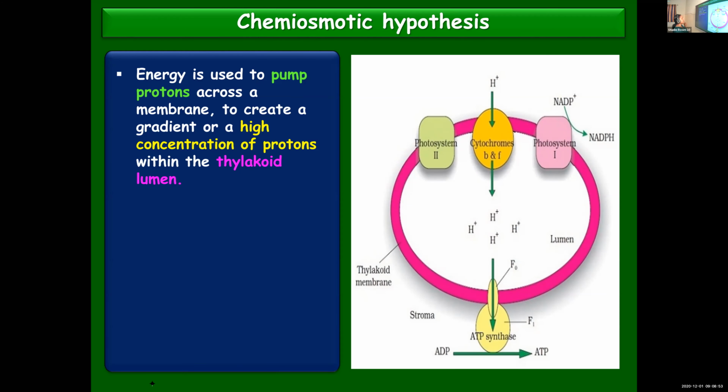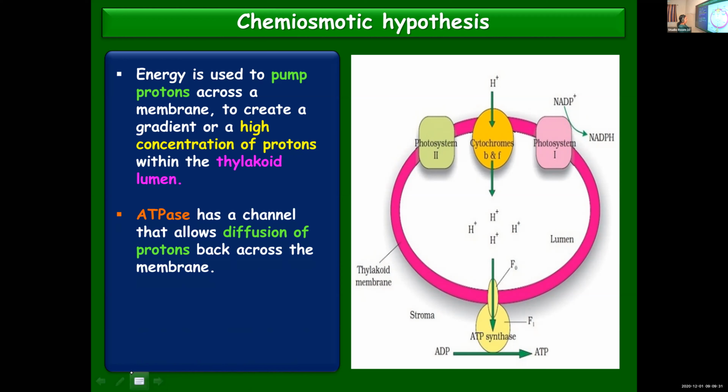Energy is needed to pump protons across the membrane. If the proton gradient has to be established, then also energy is necessary, to create a high concentration of protons within the thylakoid. So energy is essential for the process to take place. It is used to pump protons across the membrane, for establishing a gradient, and for maintaining a high concentration. Creating a proton gradient means making a difference in the concentration of protons inside and outside the thylakoid.